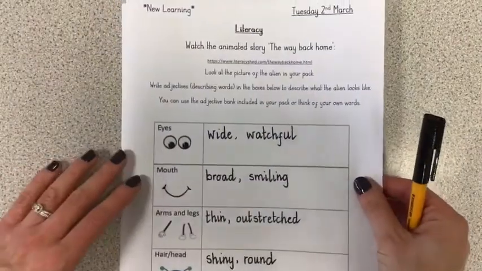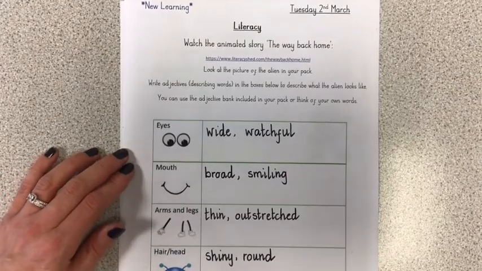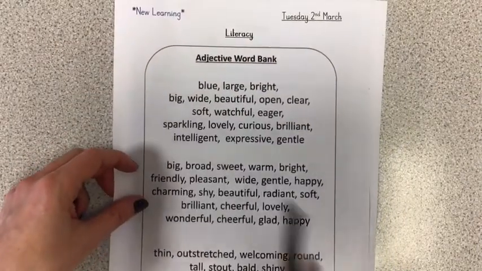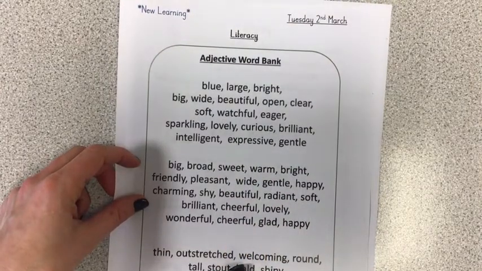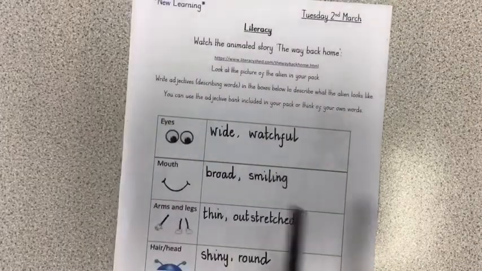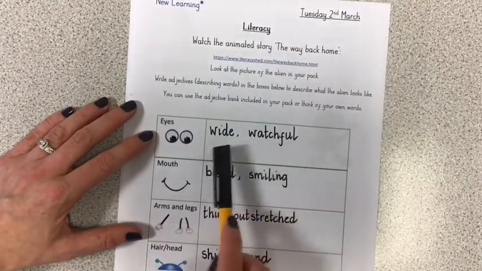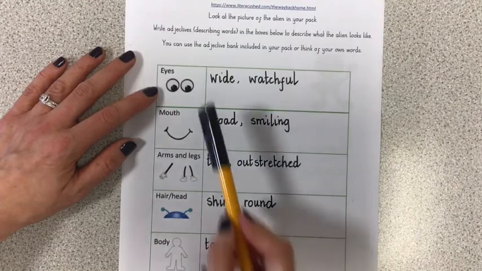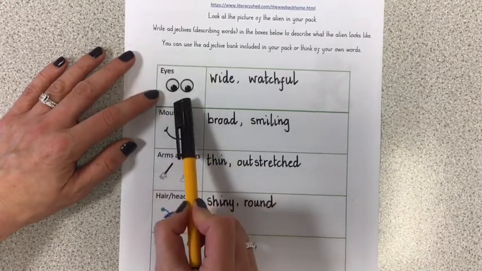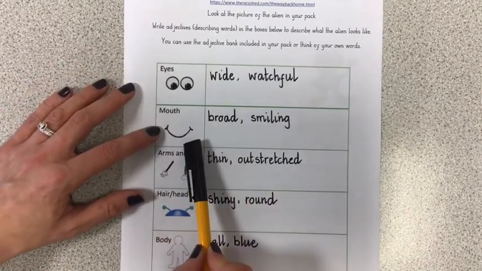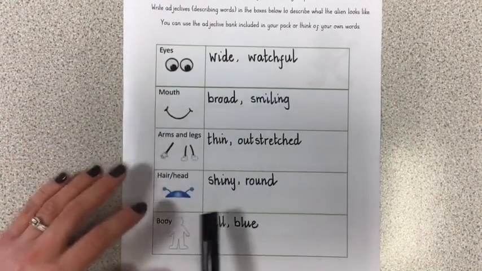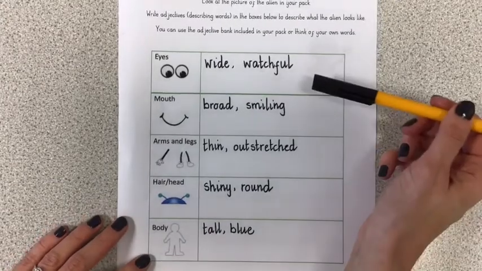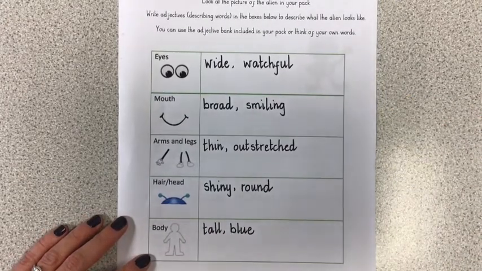Yesterday, you thought about some of those adjectives that you could use. You used the adjective word bank and you chose some of the adjectives from here, or maybe you thought of some of your own, and you thought about different adjectives that you could use to describe different parts of the alien. You thought about adjectives to describe the alien's eyes, his mouth, his arms and legs, his hair and head, and his body. You can see here, I've thought of some adjectives too.